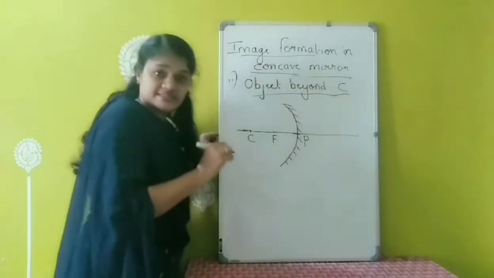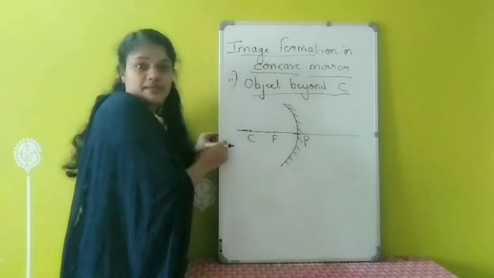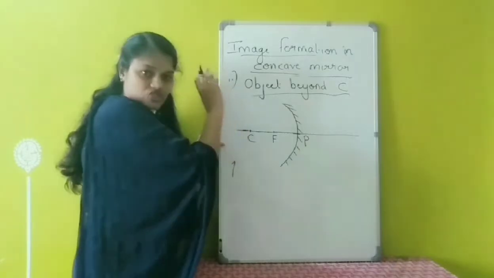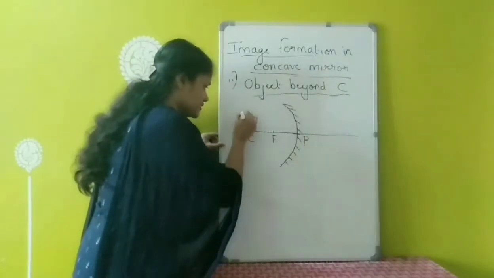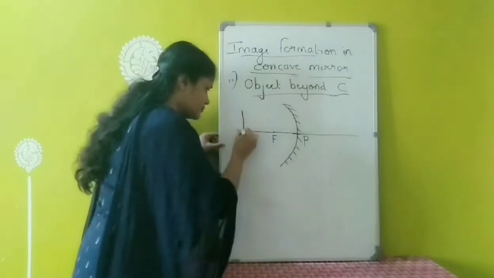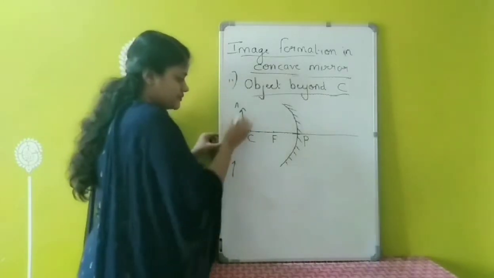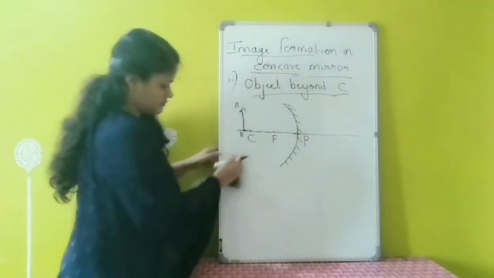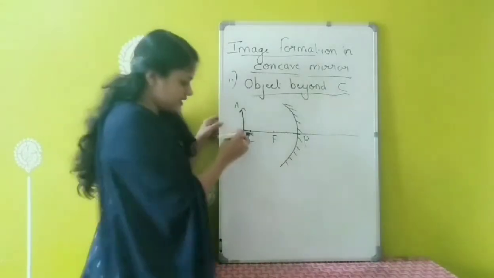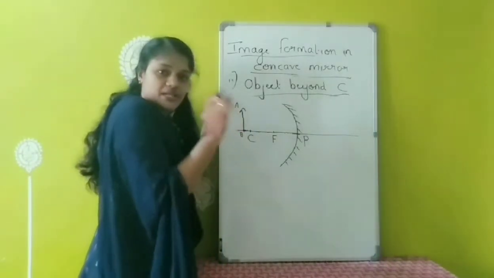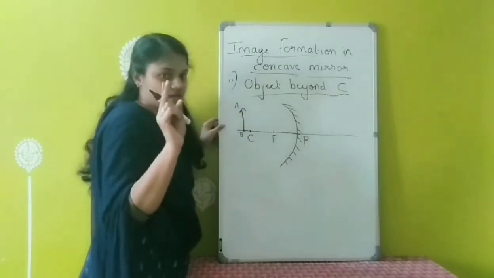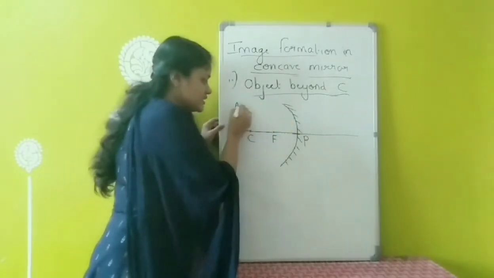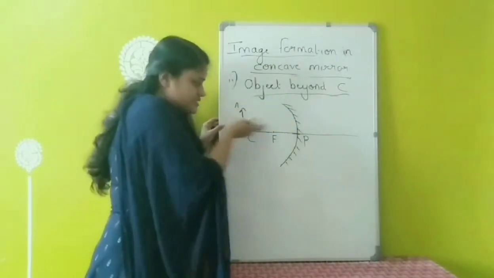Okay, and we are placing the object beyond C. So the object, normally we put as an arrow only. So I am putting an arrow here. Arrow means it shows the object. So I am placing an object somewhere here. This is the object AB. I am taking this object as AB. We are placing the object beyond C. I told you in order to get the image at least we need 2 light rays. So the first light ray I am taking as a light ray passing parallel to the principal axis.